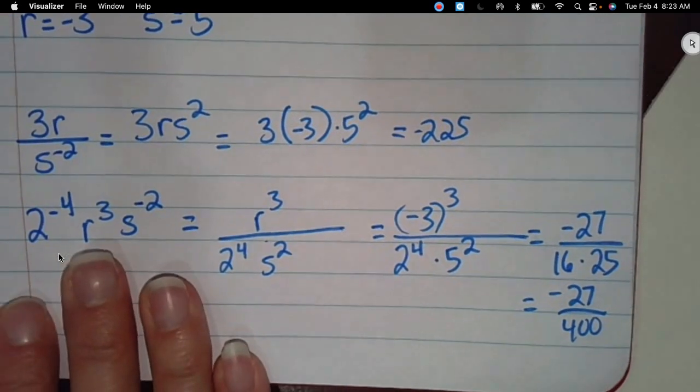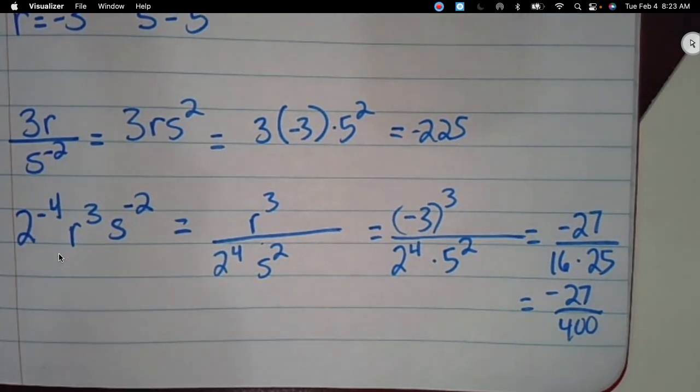Okay, so any questions on that one? We get this? Okay, so 2 rules so far today. If it's to the 0 power, what's the answer? 1. And if it has a negative exponent, what do you do with it? Move it. And I'm not saying if it's a negative number you move it. I'm saying if it's a negative exponent. Okay, that's 2 different things.